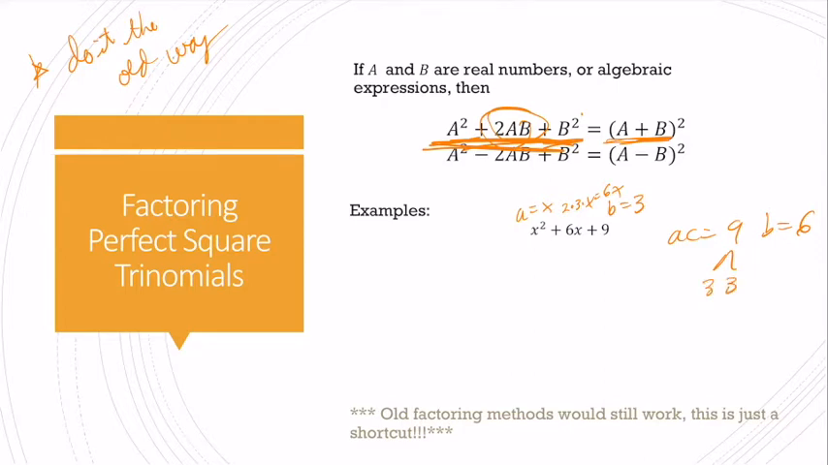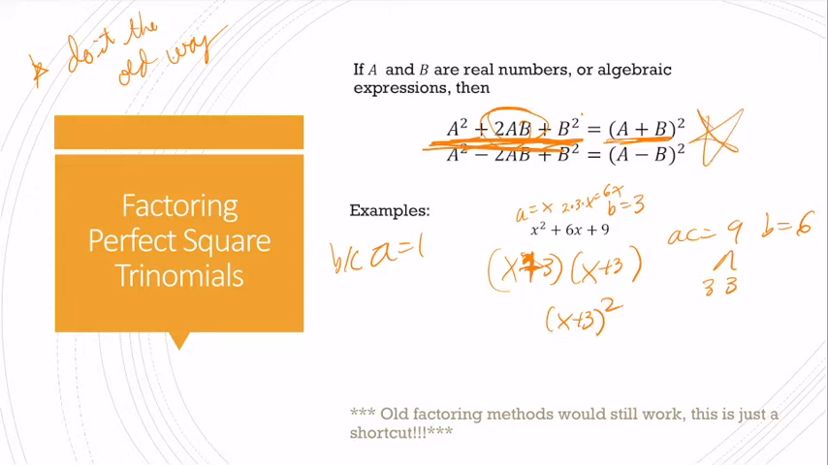So I have x squared. Remember, we've got our little shortcut, so this would be x plus 3 times x plus 3, because a equals 1, or I could have done this a long way, and I would get x plus 3 squared. So I don't like this one. It's kind of a waste of time.